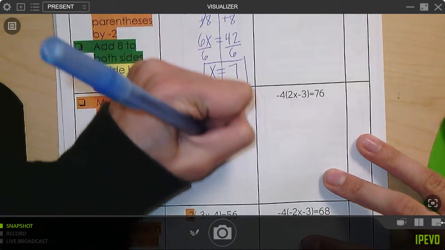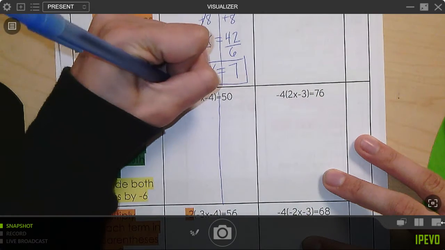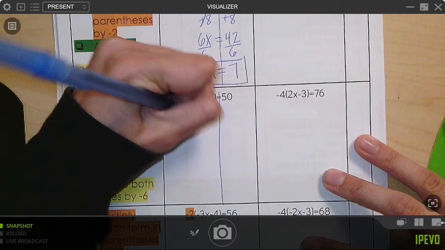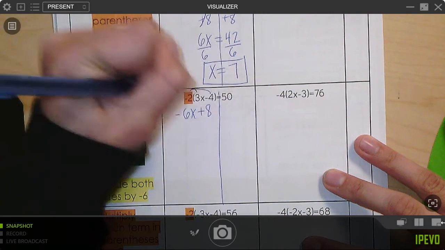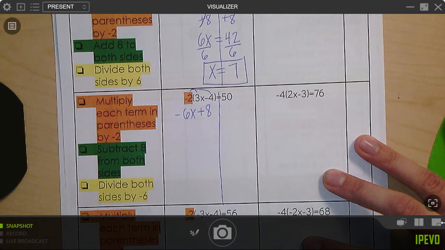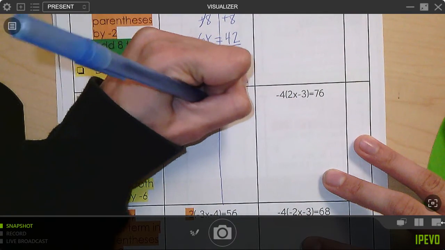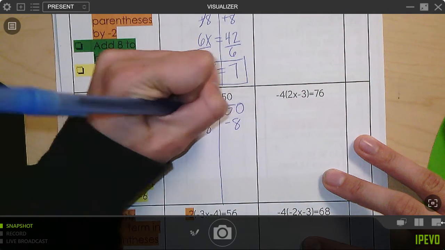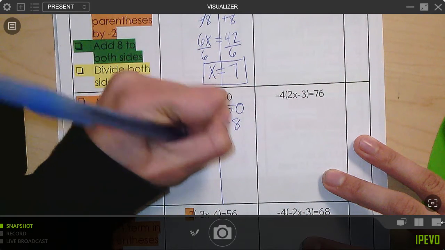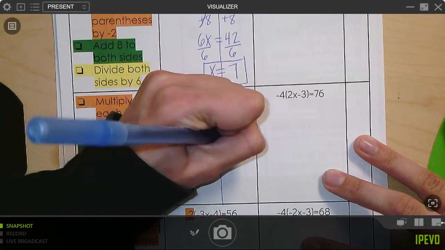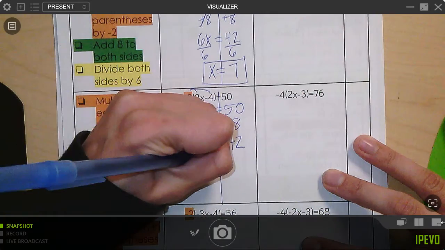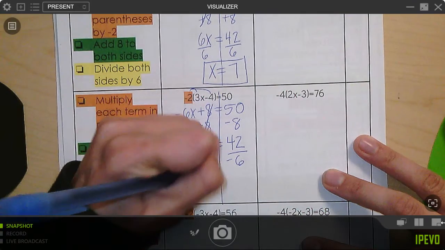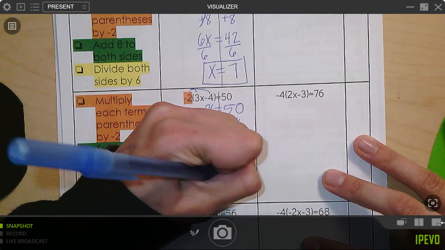Draw your line through the equal sign. Distribute the negative 2. So we got negative 6x plus 8, because this is a negative times a negative, equals 50. Subtract 8, negative 6x equals 42. Divide by negative 6, divide by negative 6, x equals negative 7.